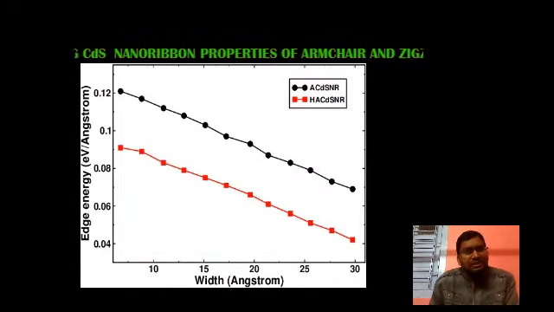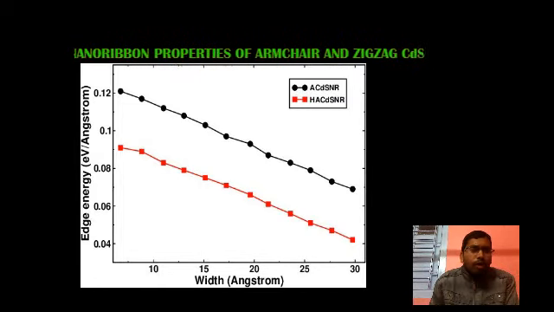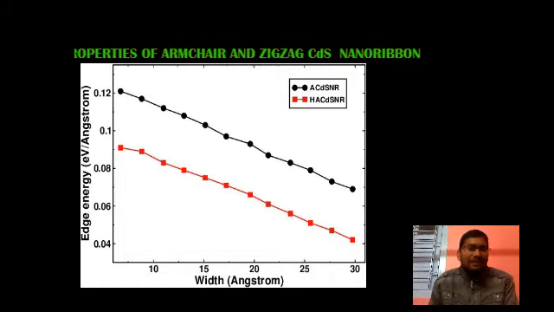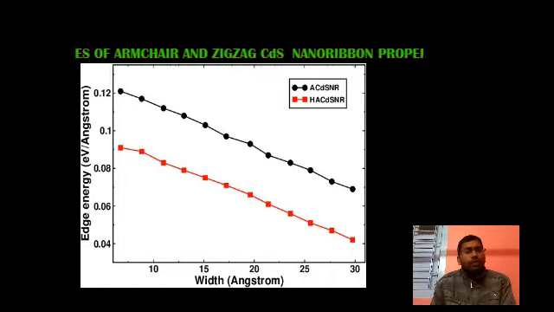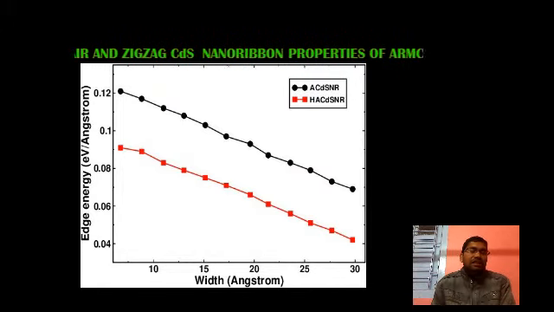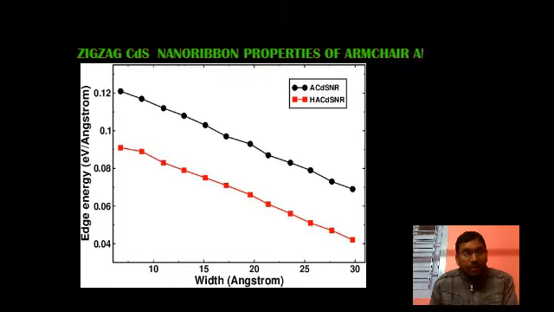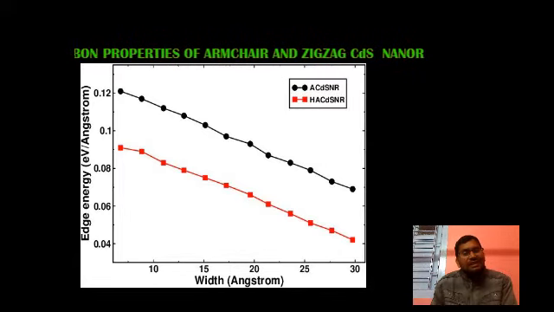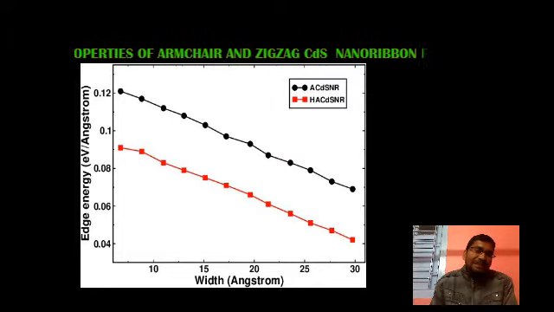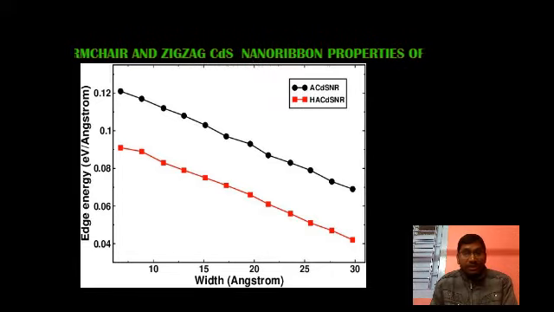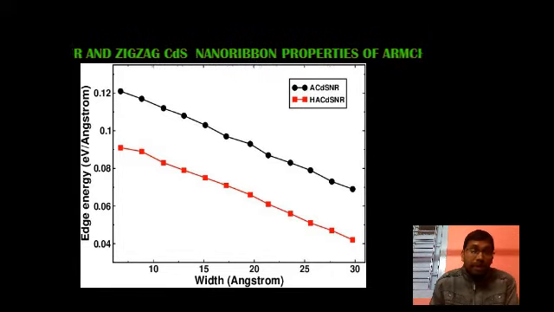Here we show the plot of edge energy. Edge energy is an important parameter for judging the stability of nanoribbons. For nanotubes, generally binding energy is used for judging the stability, but for nanoribbons, edge energy is used. Here we see that as we increase the width of the nanoribbon, edge energy decreases. That means the ribbons become more and more stable.